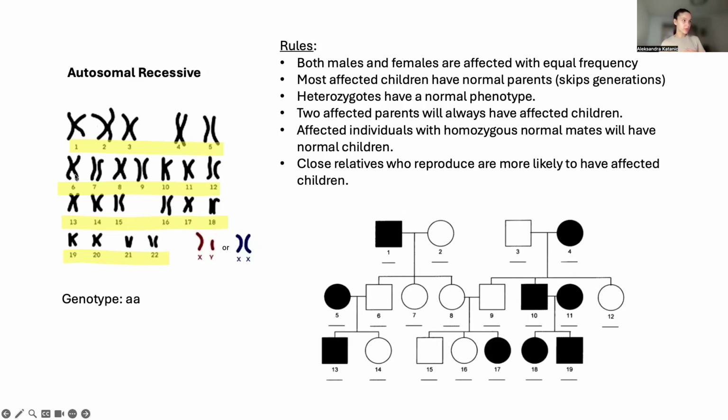So it's autosomal, so it's located on the first 22 chromosomes. Both males and females will be affected with an equal frequency. You're unlikely to see a sex bias on the pedigree because it's not on the sex chromosome. The genotype here, because it's recessive, is going to be lowercase, lowercase, okay? Most affected children have normal parents, meaning that it skips generations.